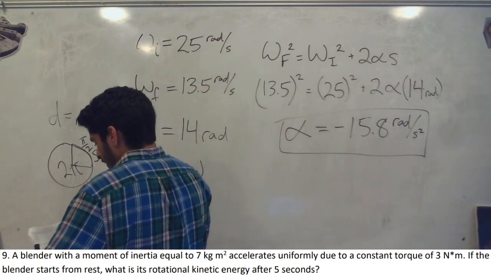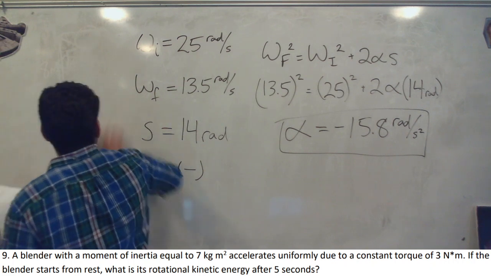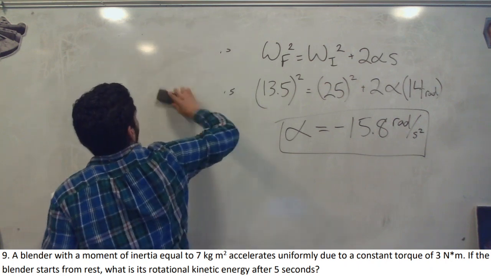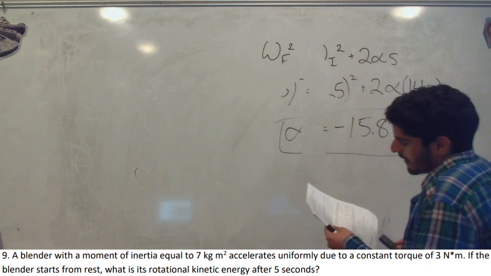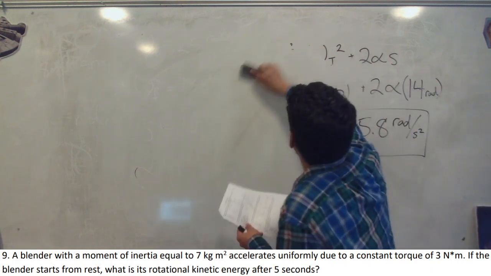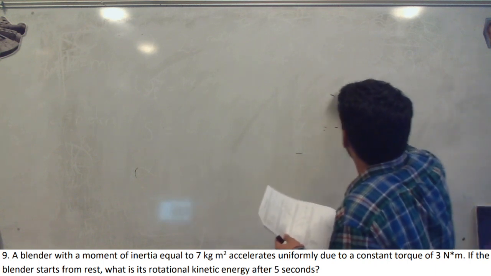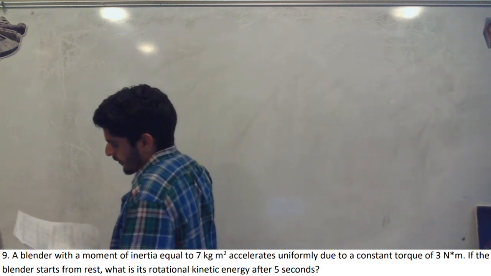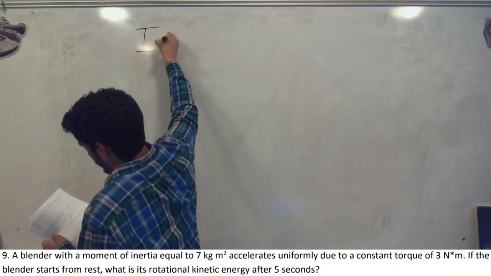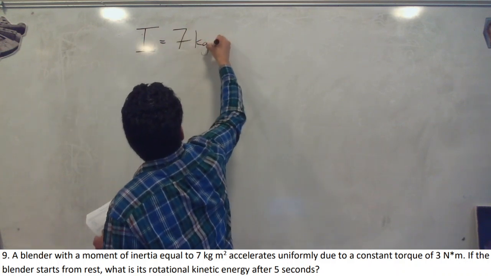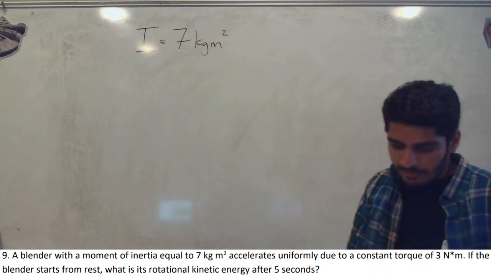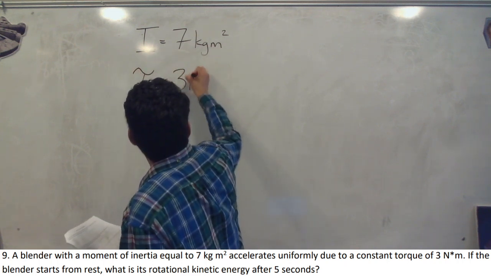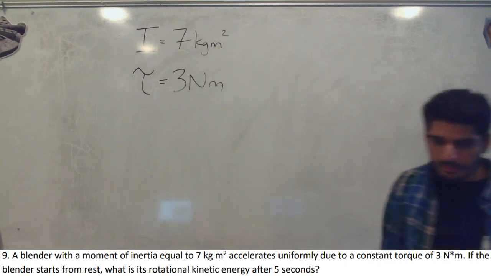And so now, another rotational question, but now we're kind of bringing torque into this. So we have a blender with a moment of inertia, and it accelerates at a uniform rate, and we want to find the rotational kinetic energy after a certain amount of time. So in this problem, what they give us, first of all, is that its moment of inertia, I, is equal to 7 kilogram meter squared. That's its moment of inertia. It also tells us that it has a torque that is constant at 3 Newton meters. And Newton meters are just our units for torque.